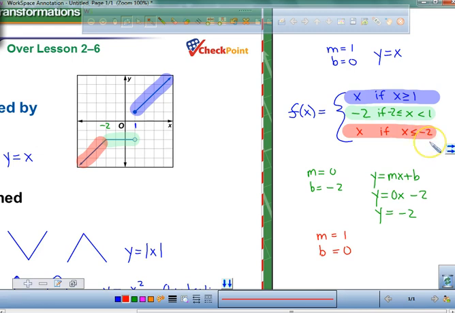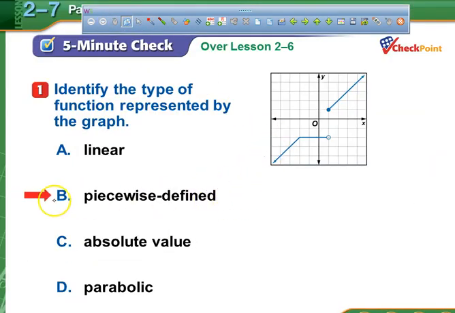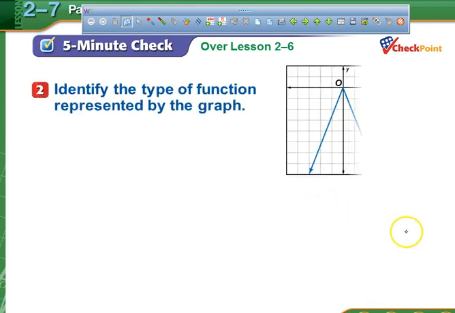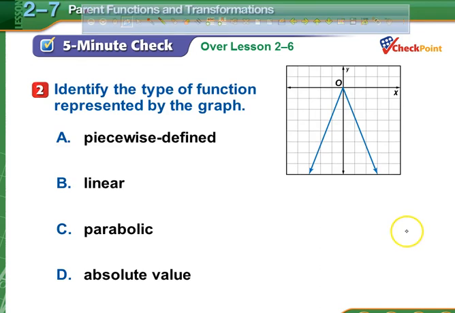Okay? Now you could actually combine these if you wanted to. You could say this or this. Okay? But I wanted to just break it down into its pieces for you. So you could say this is happening, or this is happening. So those are your 3 pieces. But yes, it is a piecewise defined function. Now some of these are going to be really easy, so we'll be fast. Ready? Identify that.